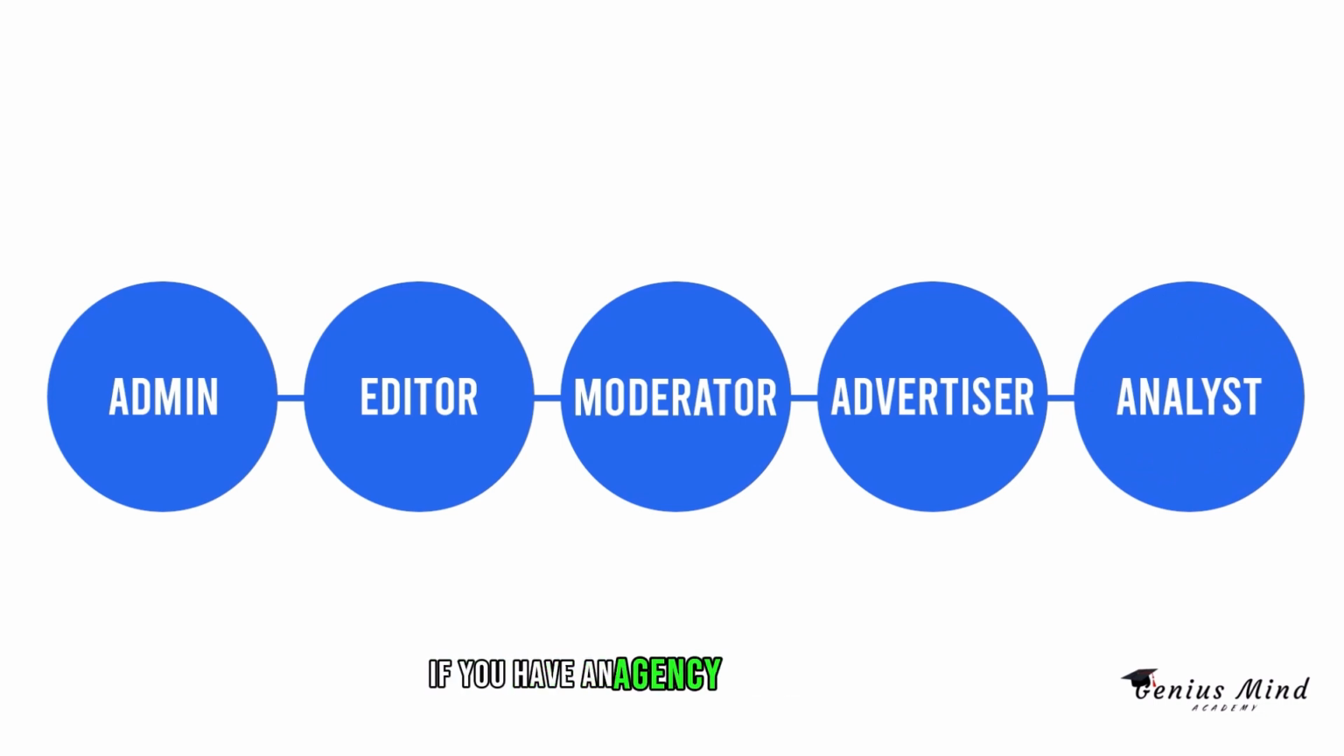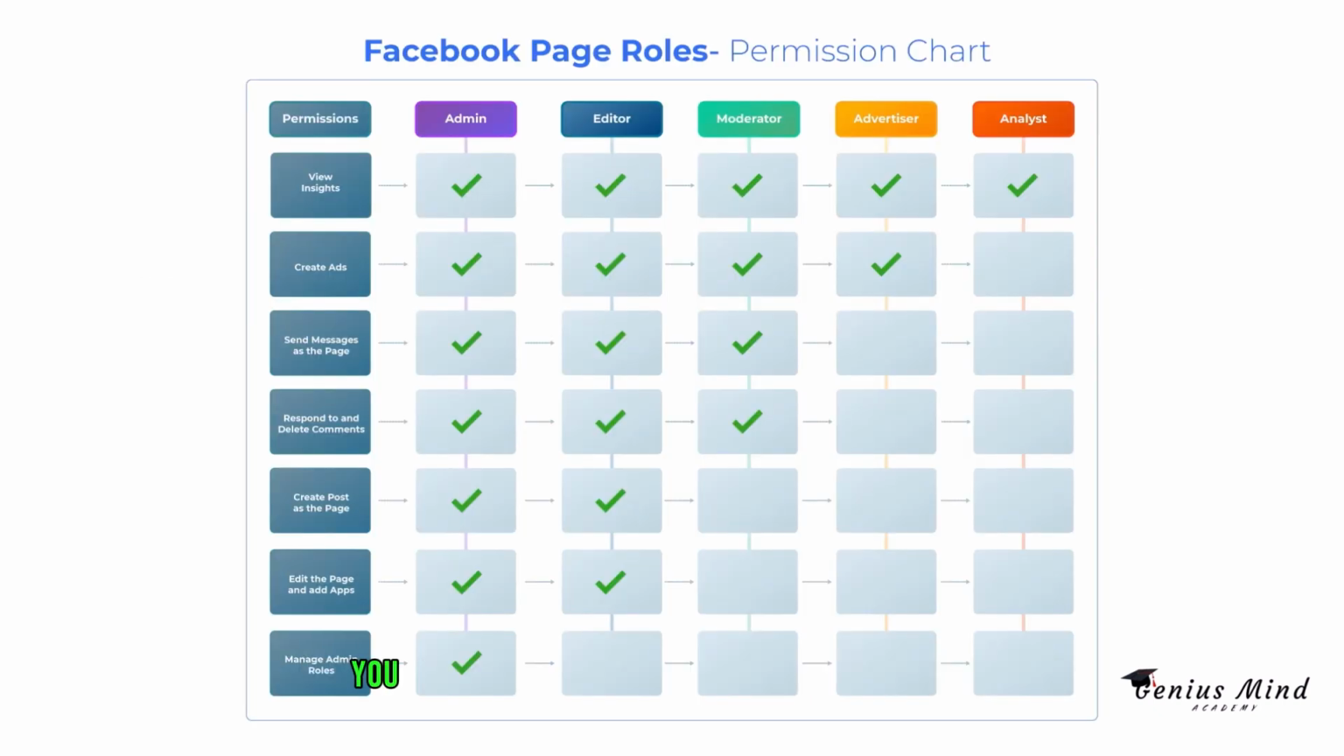If you have an agency or a team that you want to collaborate on a page or business account, you can assign them to different roles or tasks, such as access to manage ads, publish content, and manage insights. Each role has different permissions, which you can customize to suit your needs.